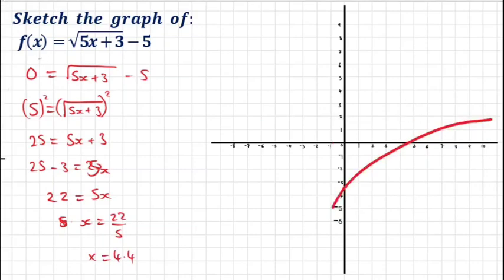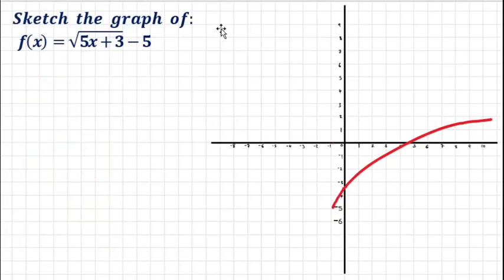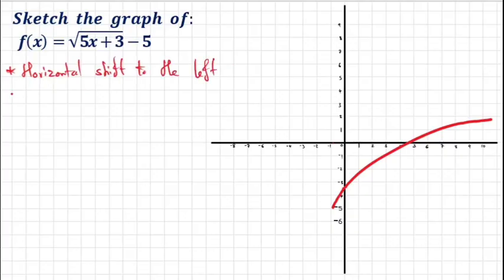Now let's describe everything that we have. So step number 1, we saw that there was a horizontal shift to the left. Number 2, there was a vertical shift downwards.